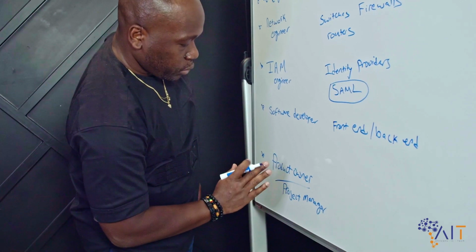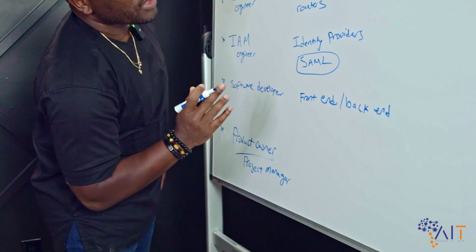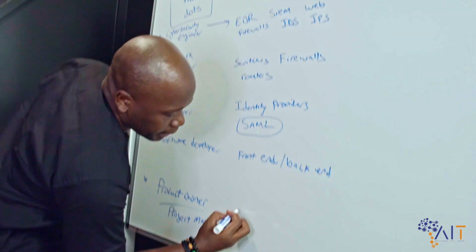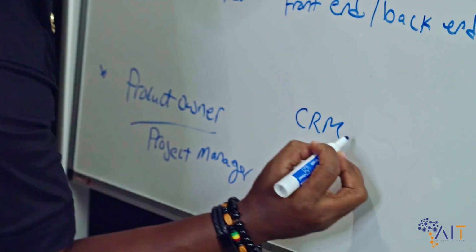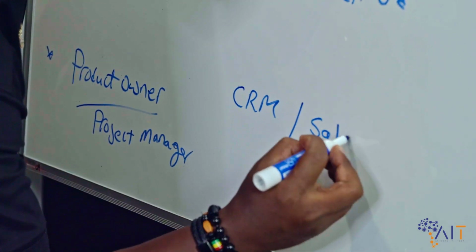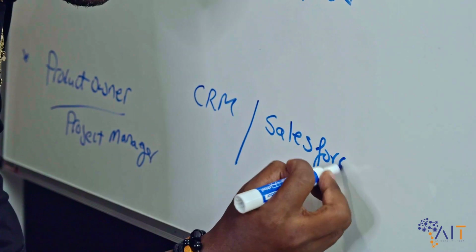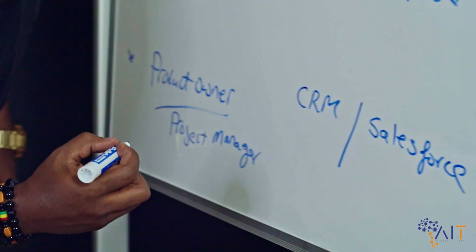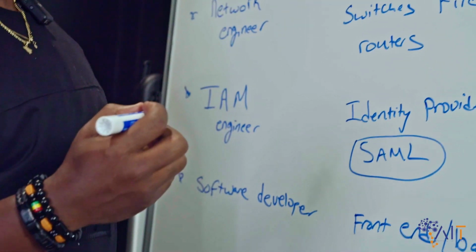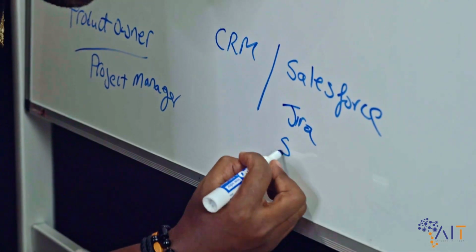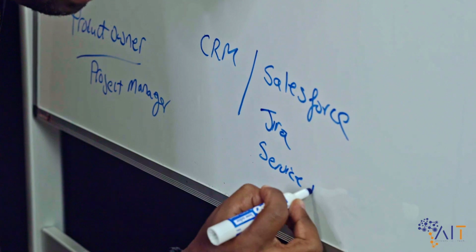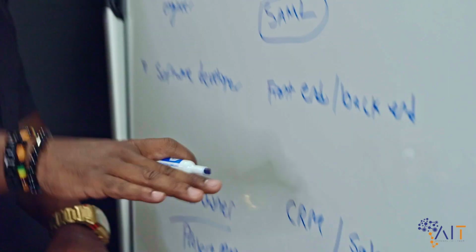And then product owners think about CRM tools. And then we'll put Salesforce. What else? I don't really work with product owners as much. Let's just say Jira, right? So Jira as well. And then we'll say ServiceNow. And there's probably a few other things that they have there.